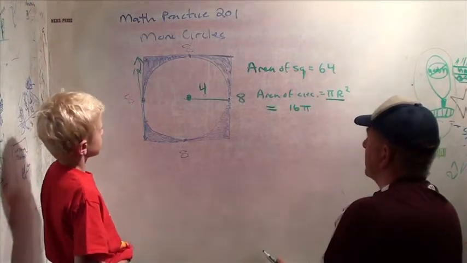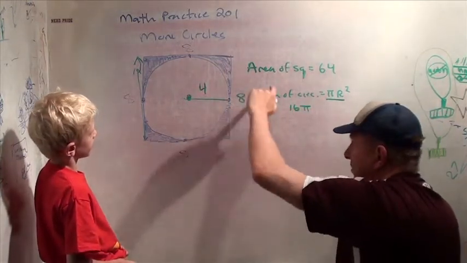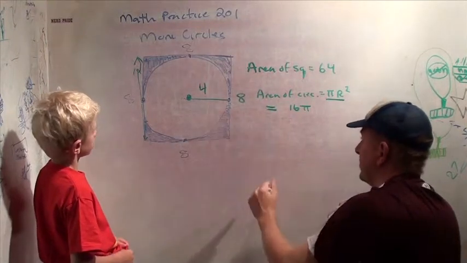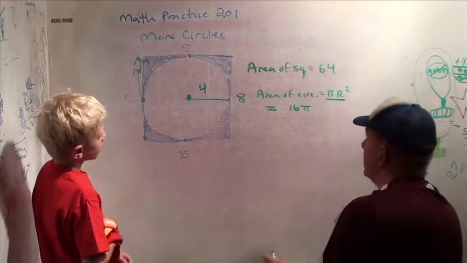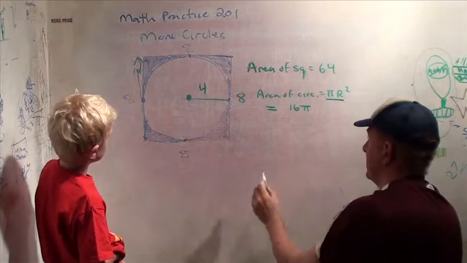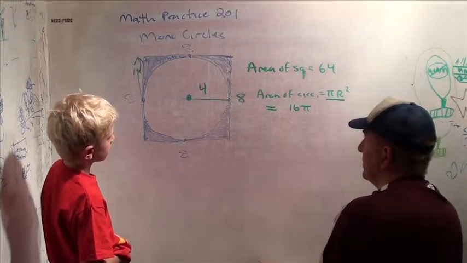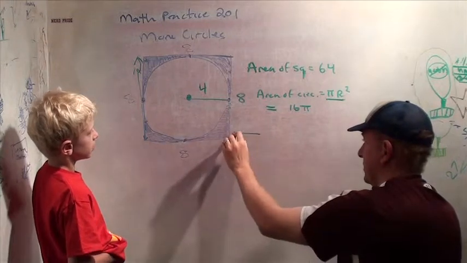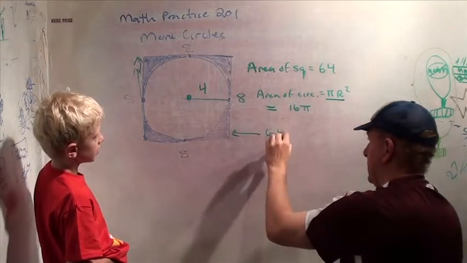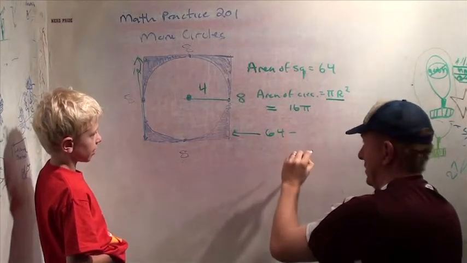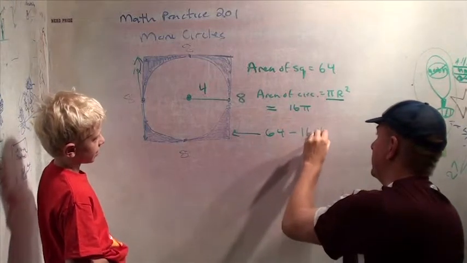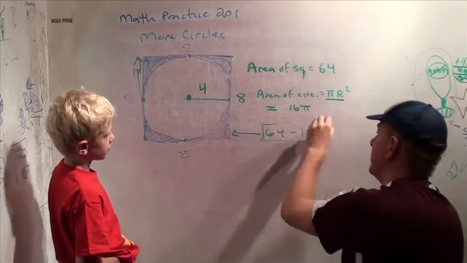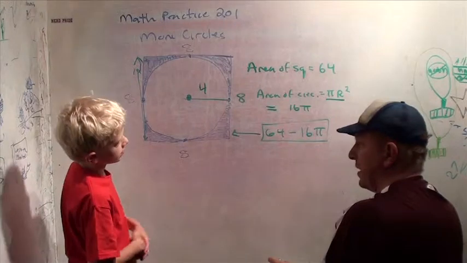Right. Okay. So what's the area that's left over when we take the circle away from the square? 64 minus 16 pi. That's a funny number. Now, do you want to figure out about what that is?